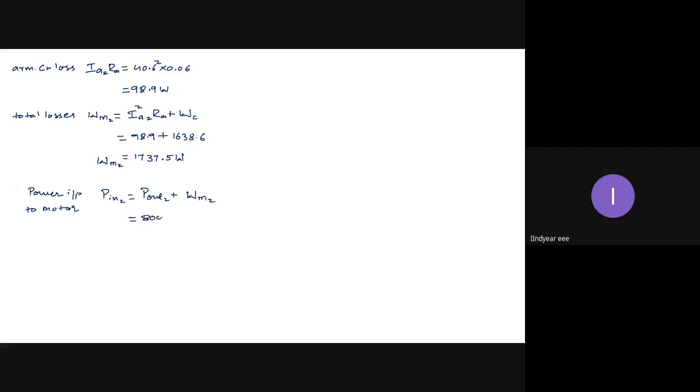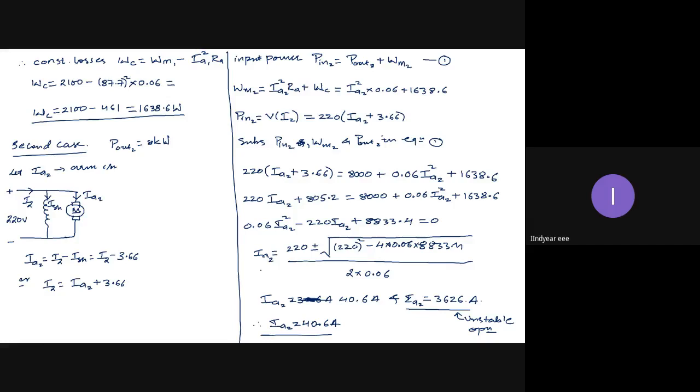So 8000 plus 1737.5. Okay, so it is 9737.5 watts. Or P in is equal to V into I2, that is V into IA2 plus ISH, 220 into 98.9 plus 3.66.